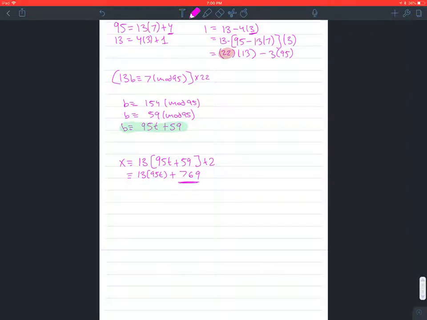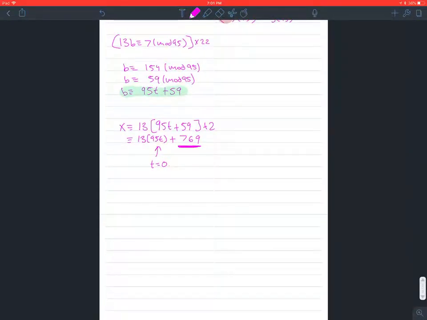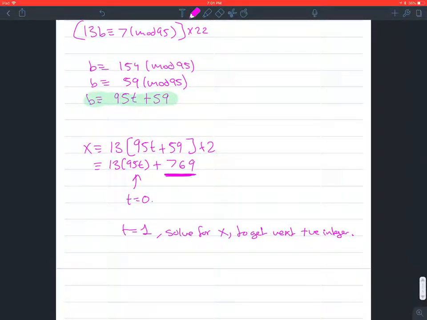So all we care about is the 769 because we're going to set t equal to 0. If it's asking for the next positive integer, you're going to set t equal to 1, and then solve for x to get the next positive integer. So yeah, that's the answer to this question.